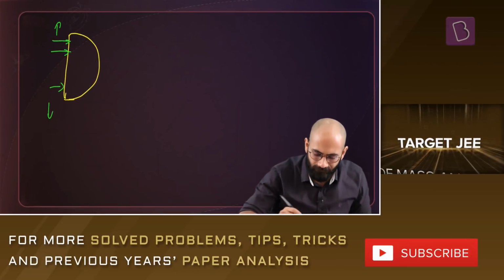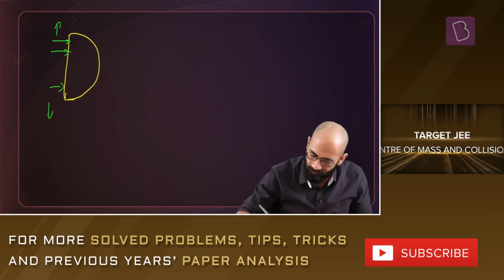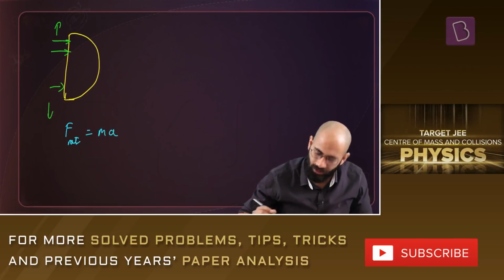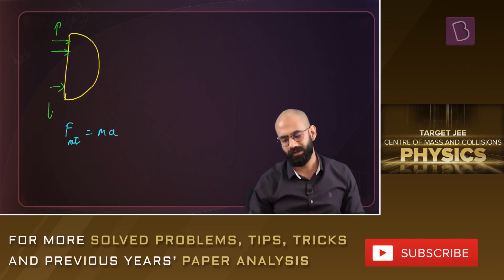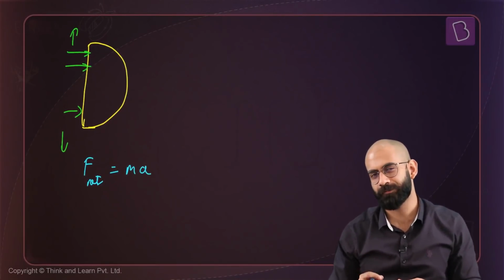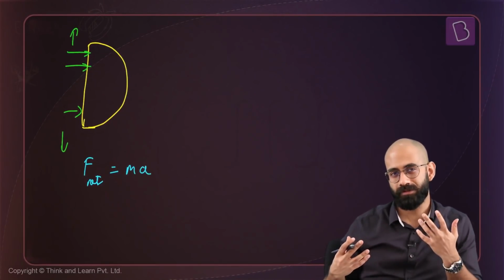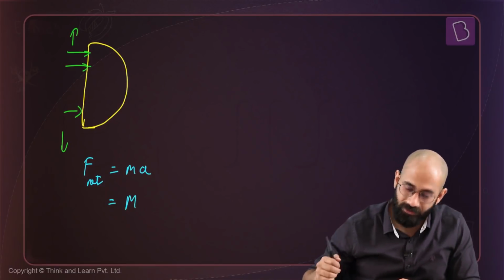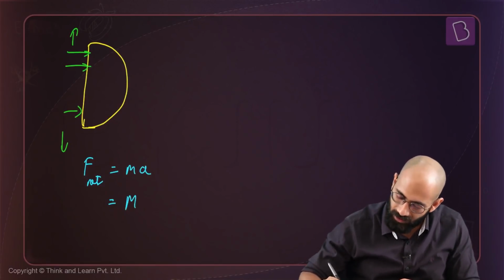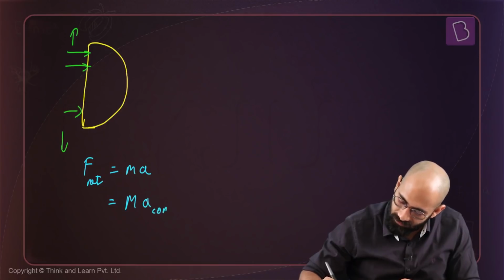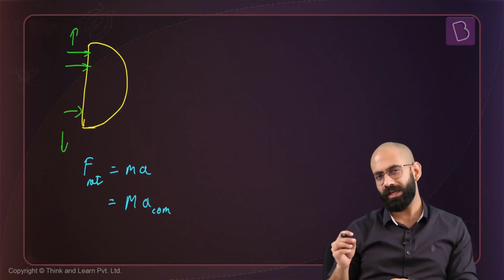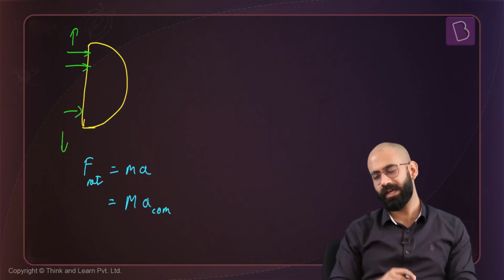So we know that F net is equal to M into A, right? But this is for a point mass. When we have a rigid body, what happens? We know that this is equal to capital M, which is the mass of the whole body, into A, which is the acceleration of the center of mass. So F net equals M into A of center of mass.